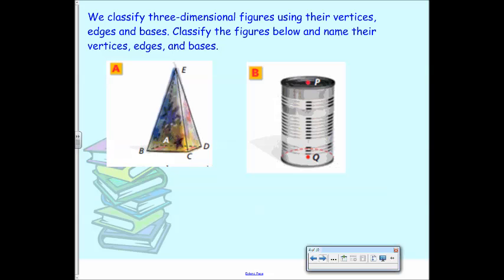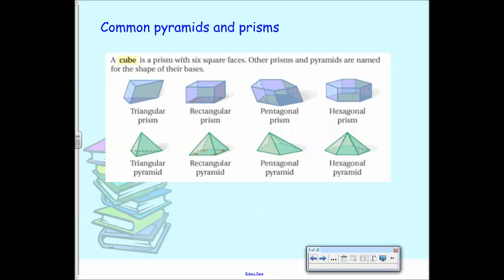All right, so we classify 3-dimensional figures using their vertices, their edges, and their bases. So for a second, before we do that with these 2, let's talk about what those words mean. So vertices, what's a vertex? It's like the point where things connect, right? So for example, in this triangular prism, how many vertices would this have? 5, 6. Here would be 1, 2, 3, 4, 5, 6. So there'd be 6 vertices there.